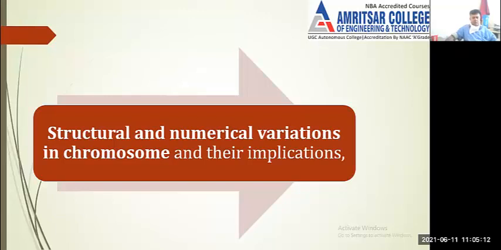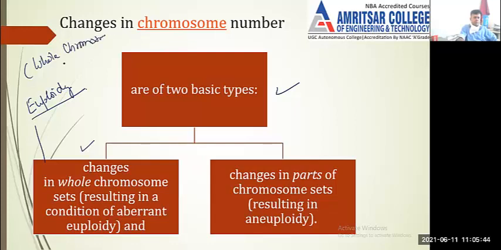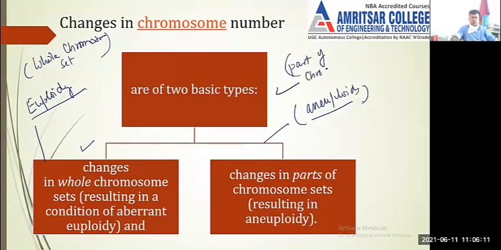And what is the structural numerical variation in chromosome? You see the change. You can change chromosome number basically by two techniques. Either you can change the whole chromosome set, then this condition is called euploidy. When you are changing the whole chromosome set. And what is aneuploidy? When you are changing part of the chromosome. This is the part of chromosome going to change.